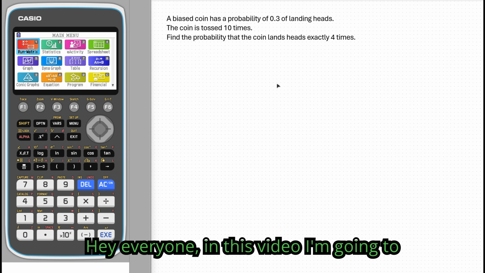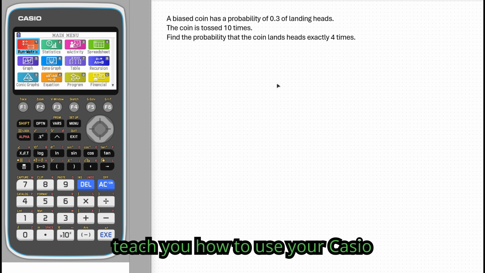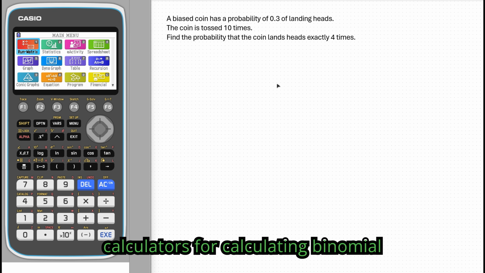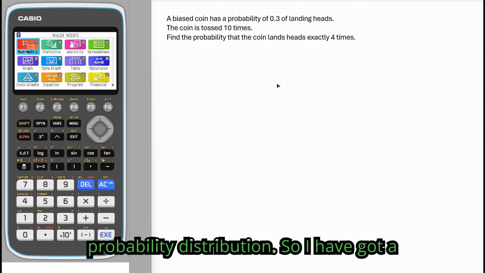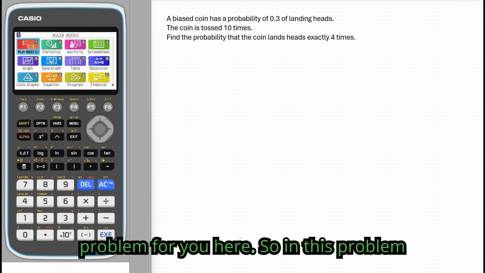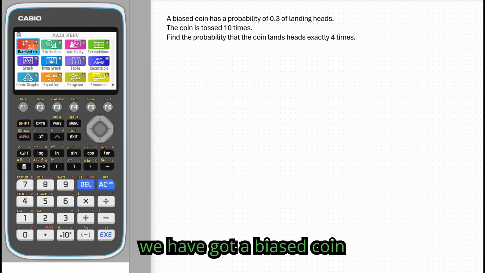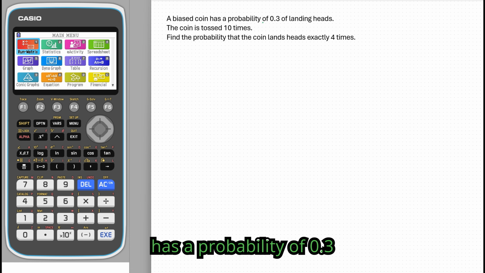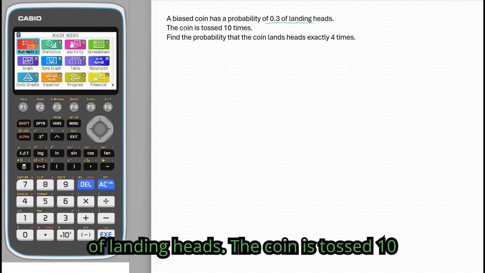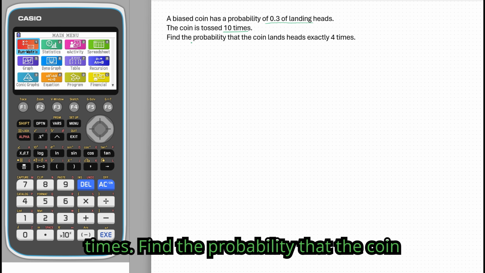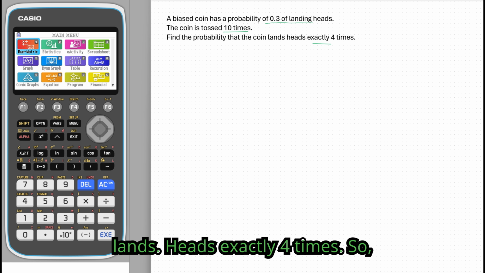Hey everyone, in this video I'm going to teach you how to use your Casio calculators for calculating binomial probability distribution. So I have got a problem for you here. In this problem we have a biased coin that has a probability of 0.3 of landing heads. The coin is tossed 10 times. Find the probability that the coin lands heads exactly 4 times.